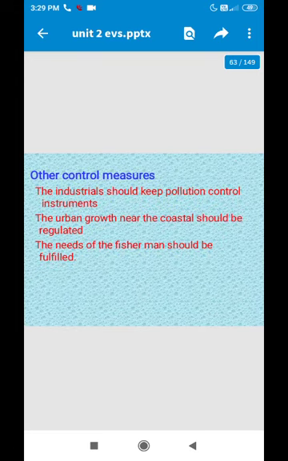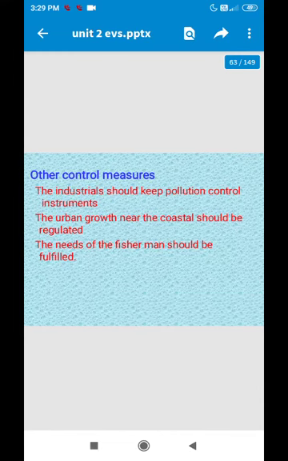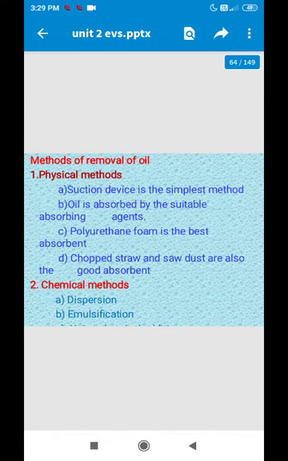Now let us see the other control measures. The industries should be key pollution control instruments. The urban growth near the coast should be regulated. The needs of the fishermen should be fulfilled.